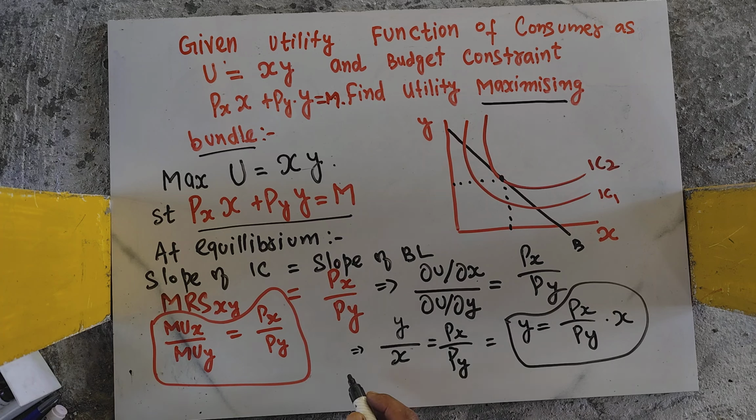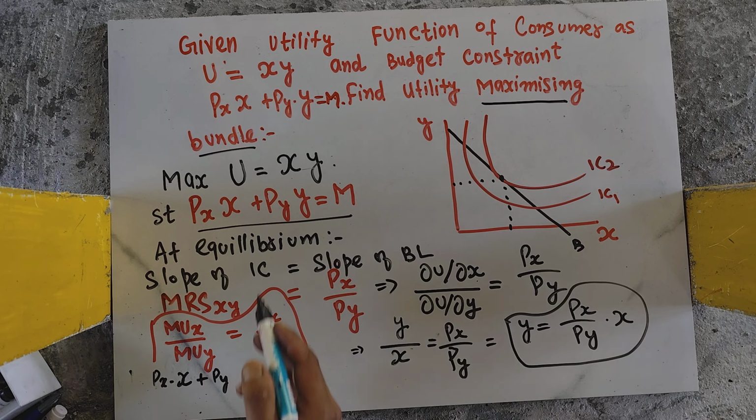Okay, so let me write it here. Plug y is equal to this stuff. So we get, let me solve it here. We have price of x times units of good x plus price of y times the value of y, that's price of x upon price of y times x, should be equal to the income of the consumer.